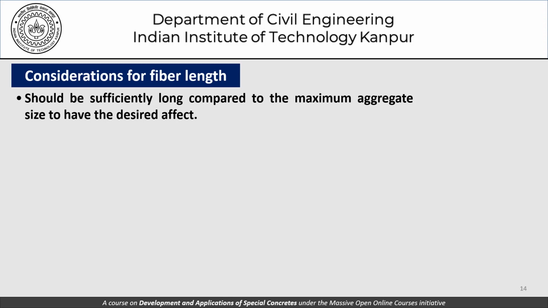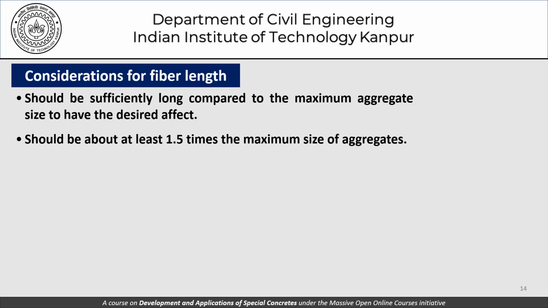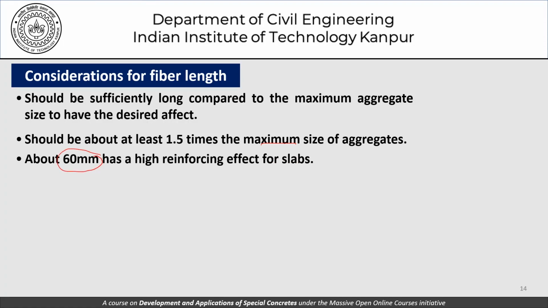As far as considerations for the length of fibers is concerned, they should be sufficiently long compared to the maximum size of the aggregate to have the desired effect. Of course, there are applications in which shorter fibers are also used. They should be at least 1.5 times the maximum size of aggregates, but I just mentioned that there are applications where this rule need not be followed. We could use shorter fibers. About 60 mm fiber length has a high reinforcing effect for slabs.